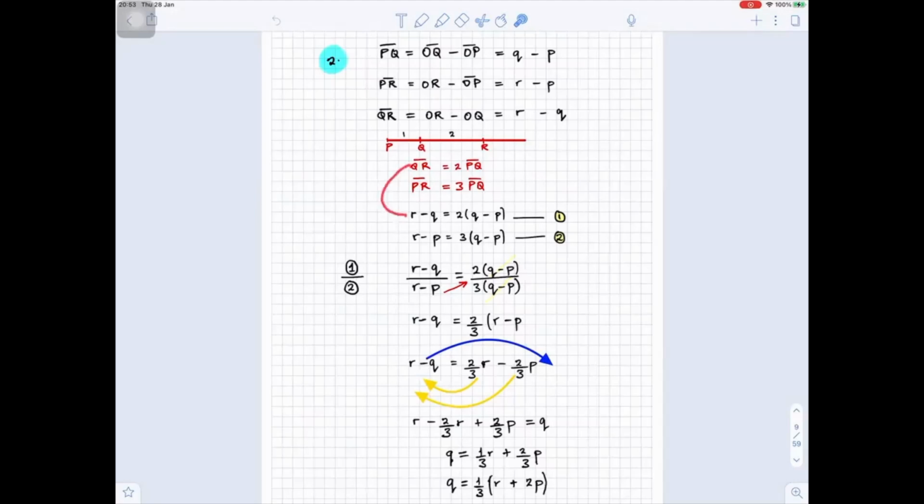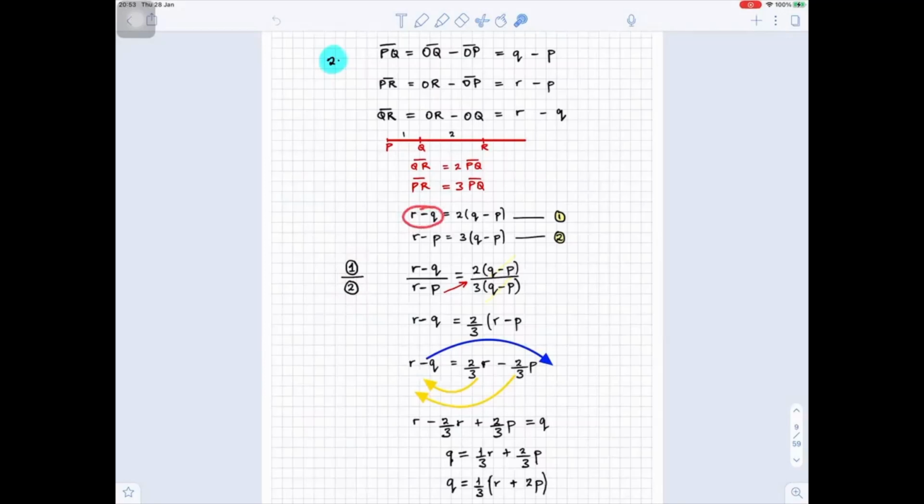QR, which is R minus Q, is the same as 2PQ, which is 2 bracket Q minus P. PR, which is R minus P, is the same as 3PQ, which is 3 brackets Q minus P. We solve these two equations, 1 and 2. To solve it, you do equation 1 divided by 2.